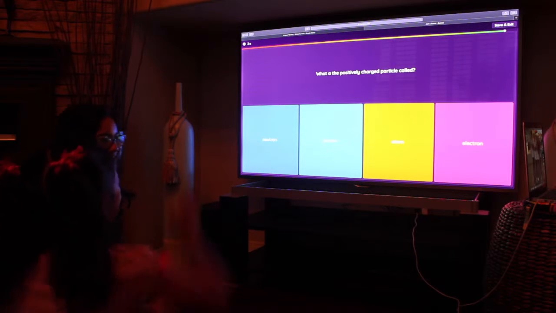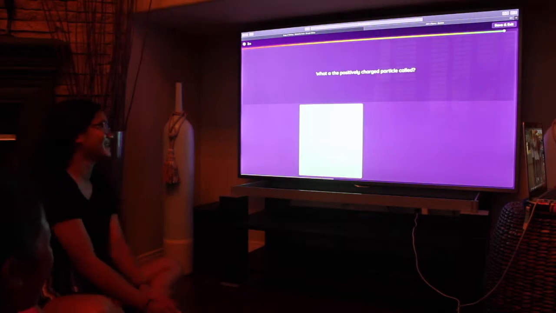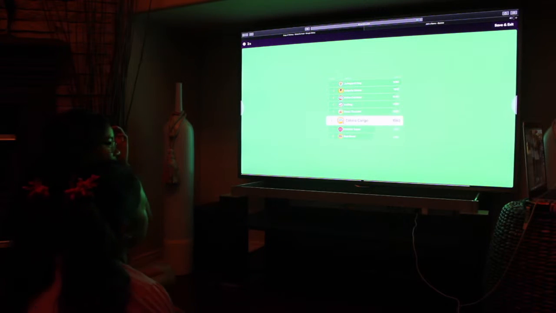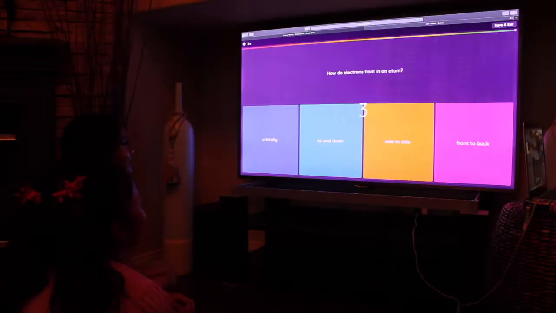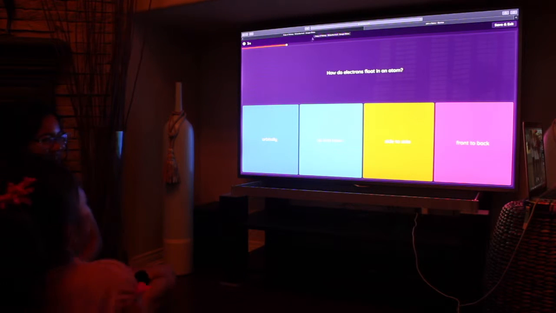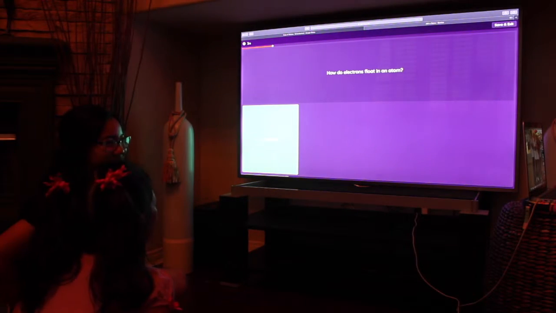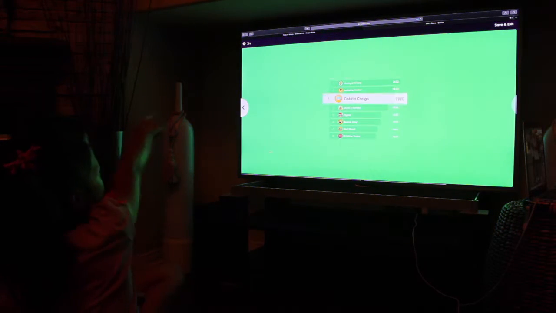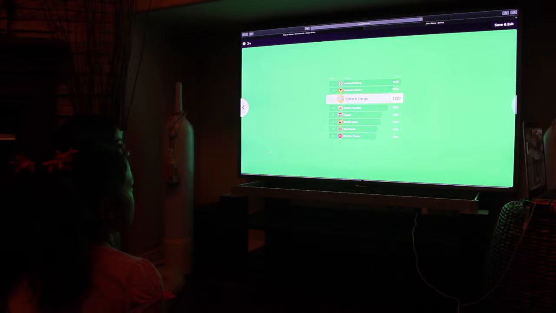Proton? There you go! Okay. Yay. 900. Ooh, you're in third place. How do electrons float in an atom? Orbit alley. Yes. Good job. I saw that. Yeah, it's like time. I saw that. We're in third place. Okay.